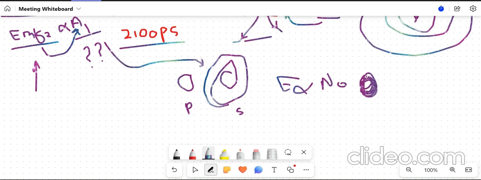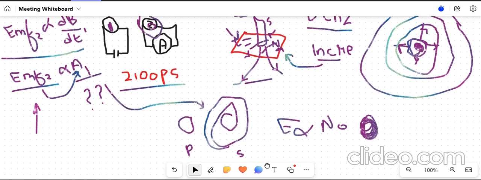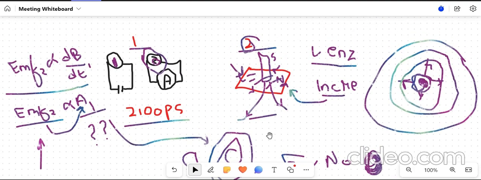So we have completed this concept. You have understood what Lenz's law is. You have understood how EMF is affected and how EMF is induced, on what basis EMF is induced. Now we will be entering the next important topic where we will be discussing the same thing but about flux.